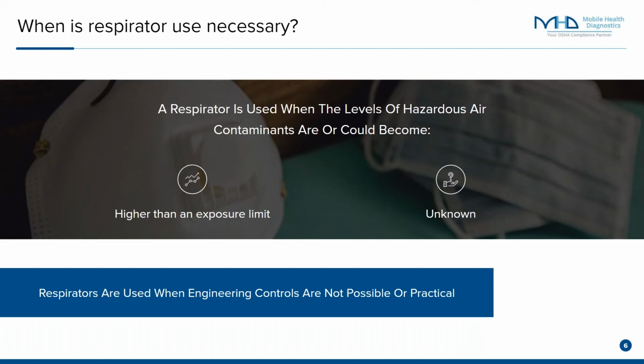So if you're going into an atmosphere, or if your employees are going into an atmosphere where the contamination level is kind of unknown to them, that would be an instance when a respirator should probably be used. And then respirators typically would be used when an engineering control isn't possible or isn't practical in an application. So those would be generally times when it would be a good time to use a respirator.